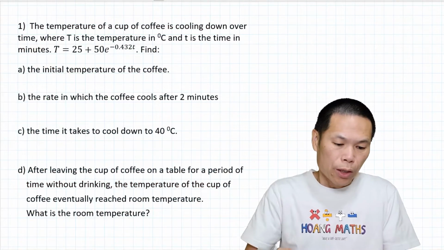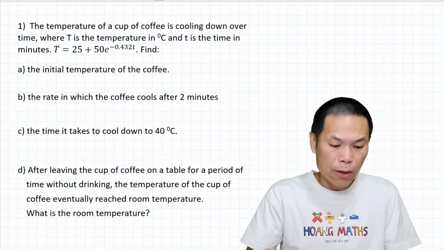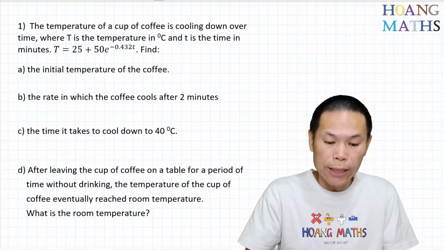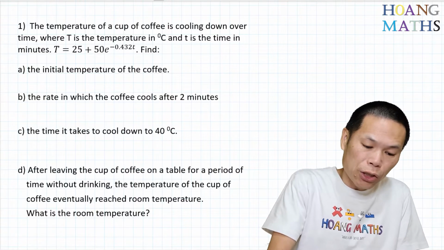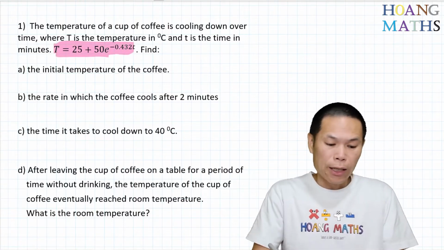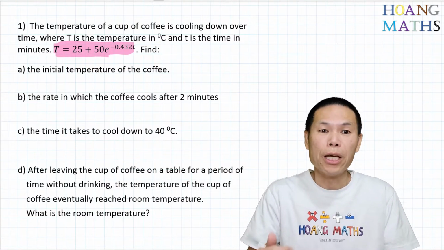First one, the temperature of a cup of coffee is cooling down over time, where T is the temperature in degrees Celsius and t is the time in minutes. So the function for the temperature of the coffee is given by this. And part A, find the initial temperature of the coffee.